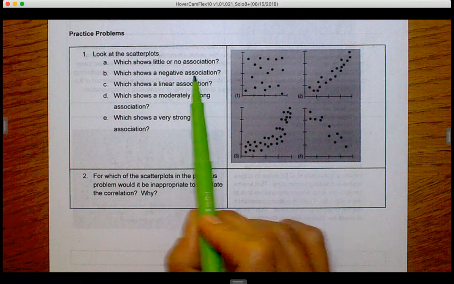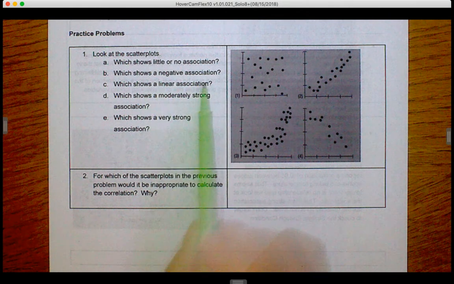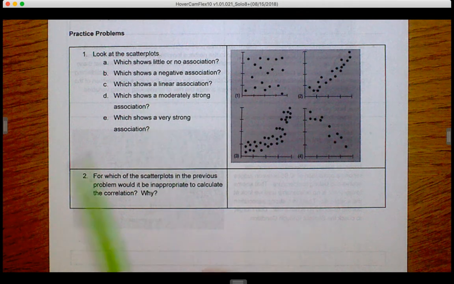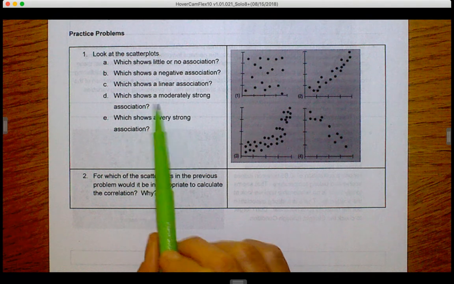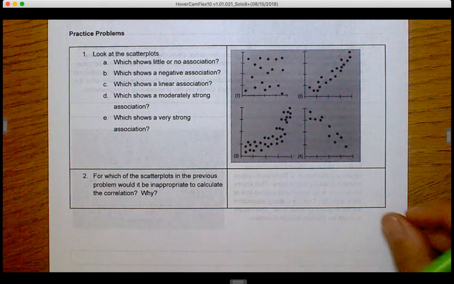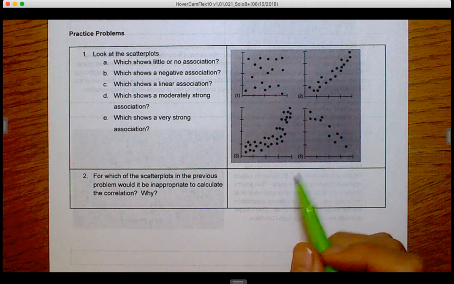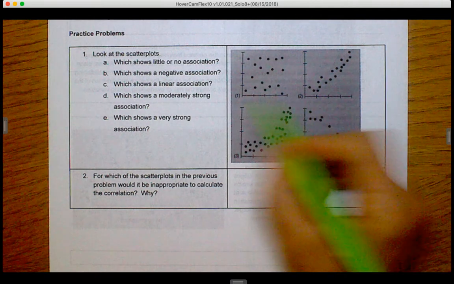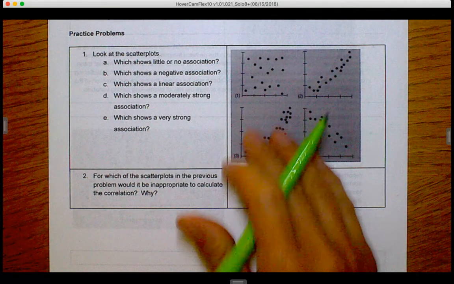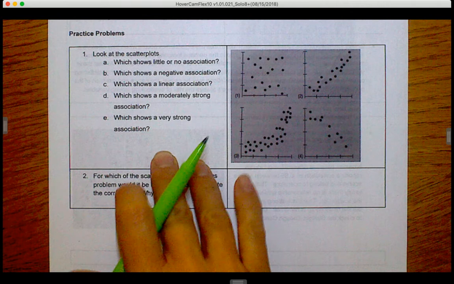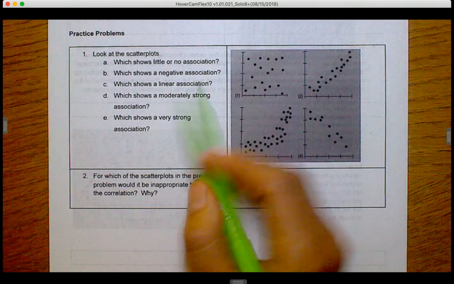Which shows little or no association, which shows a negative association, which shows a linear association, which shows a moderately strong association, which shows a very strong association? These graphs are labeled 1, 2, 3, 4, and you may have some of them that satisfy all of these or none of these. So let's go ahead and take a look.